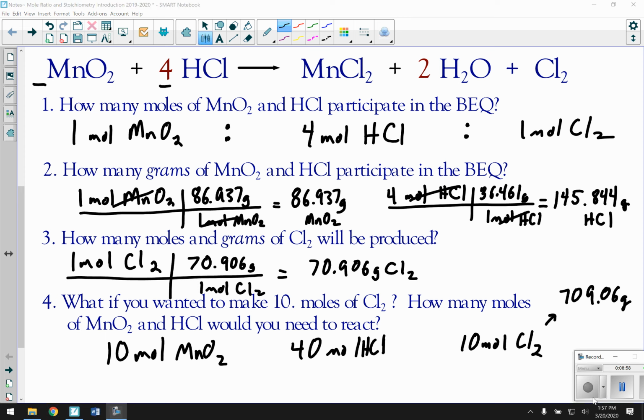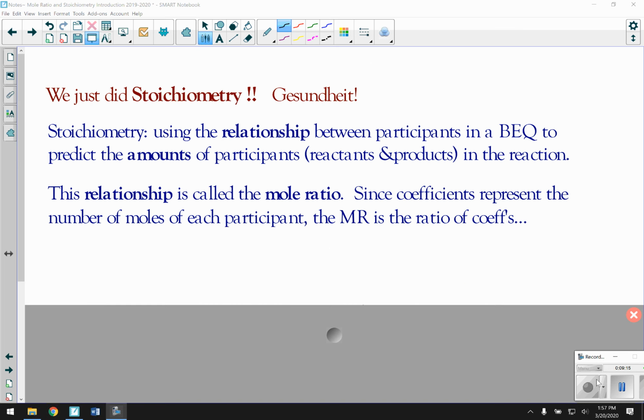As I mentioned a few minutes ago when I was introducing what this chapter would allow us to do, we said that we were going to be able to use this mole ratio that we were going to learn about to predict the amount of product that we might make under certain conditions. Okay? Gentlemen, we just did something called stoichiometry.